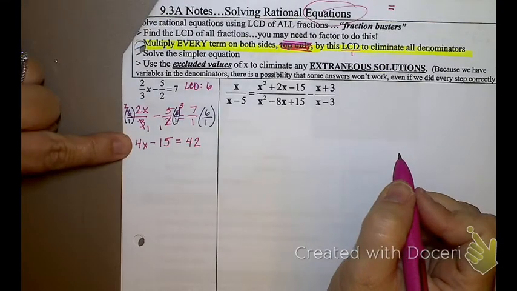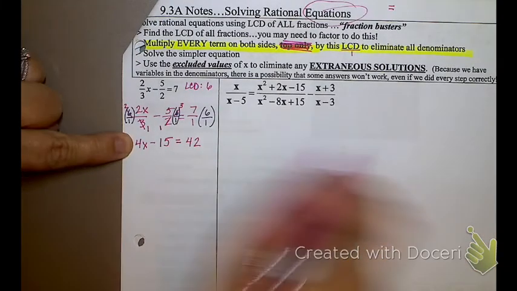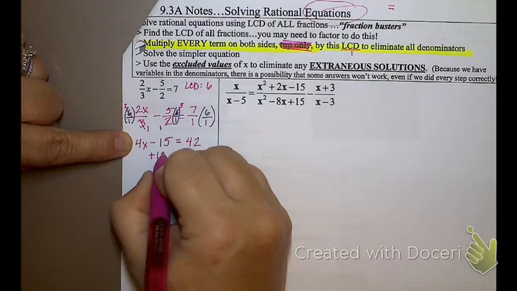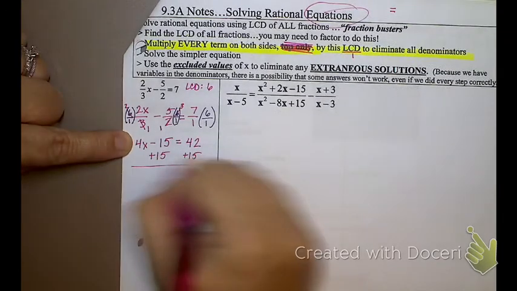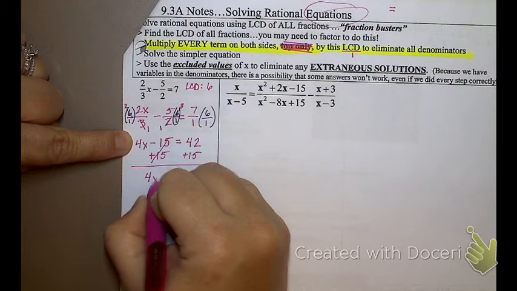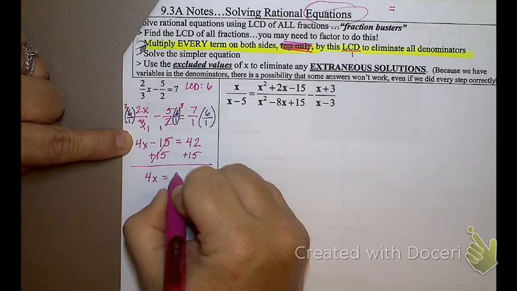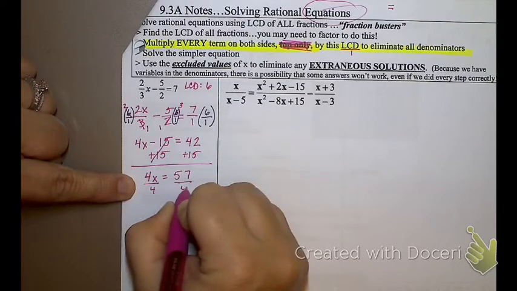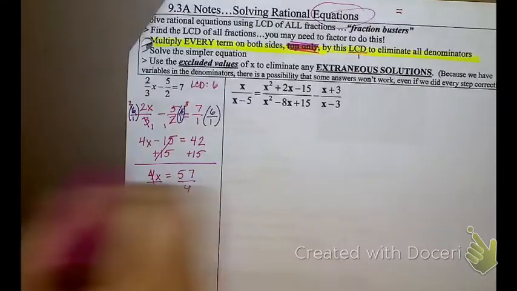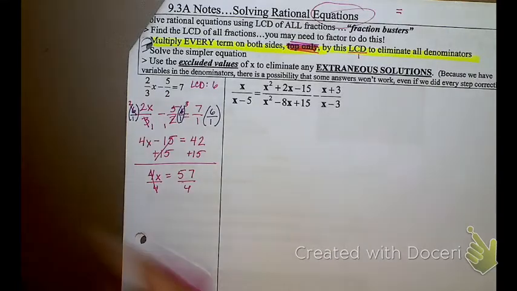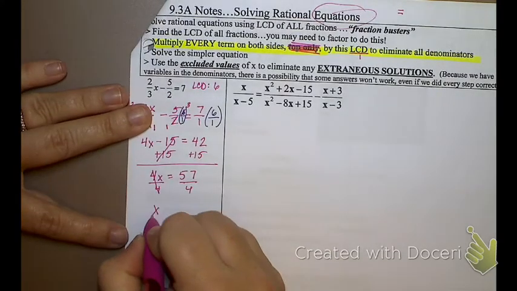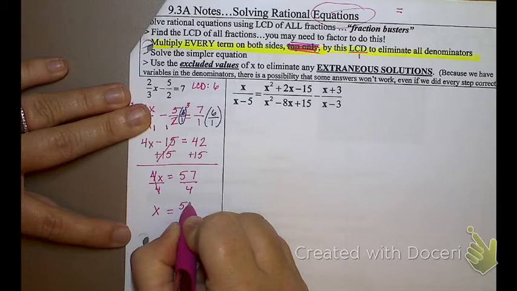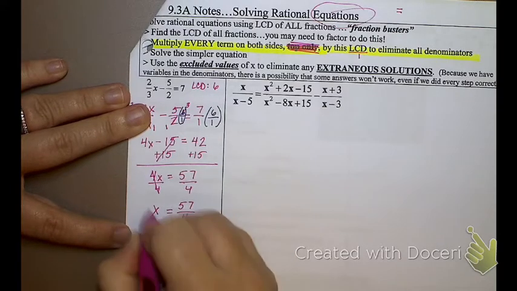Now I have an equation that's much easier to solve, don't I? Sure. Add 15. 4x equals 57. Divide by 4. Does 57 divide by 4 nicely? No. Does it reduce? No. So my answer is just x equals 57 over 4.